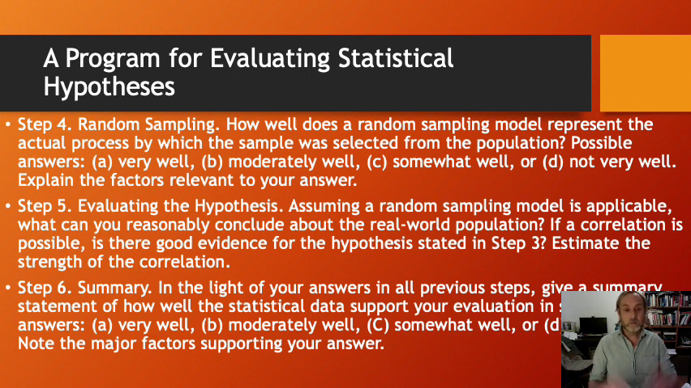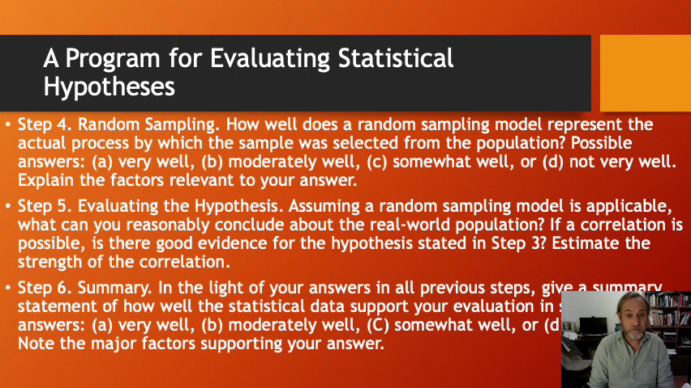So how well does a random sampling model represent the actual process? And you have various possible answers: very well, moderately well, somewhat well, or not very well, and explain why, right? Was one of these conditions violated? The 2 conditions on randomness, random sampling, right?